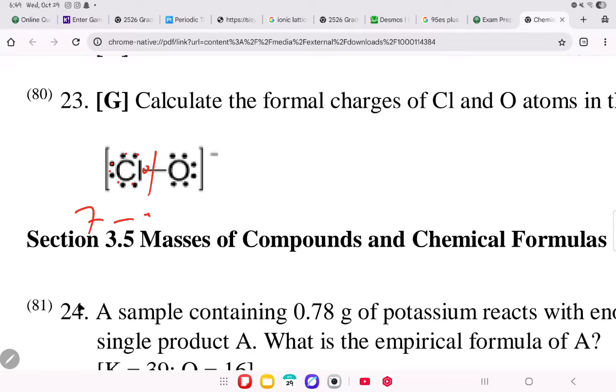And then for oxygen, it's going to be what? It's going to be the group number, which is 6, minus the surrounding electrons. So 1, 2, 3, 4, 5, 6, and 7. So that's going to be 6 minus 7, which is minus 1. That is the formal charges.